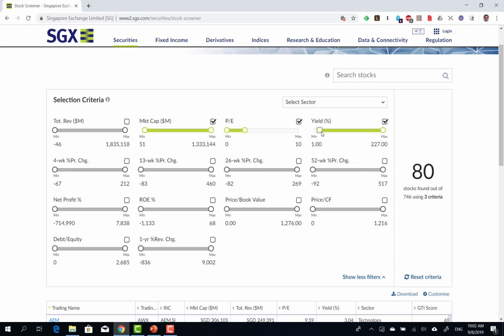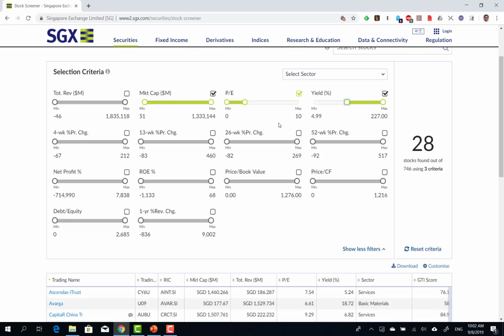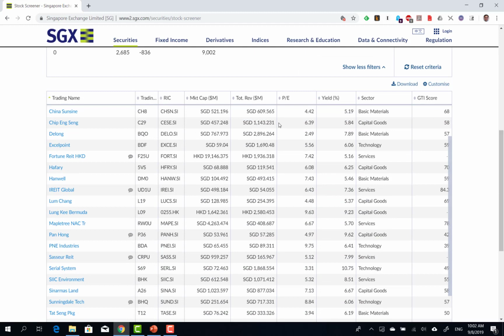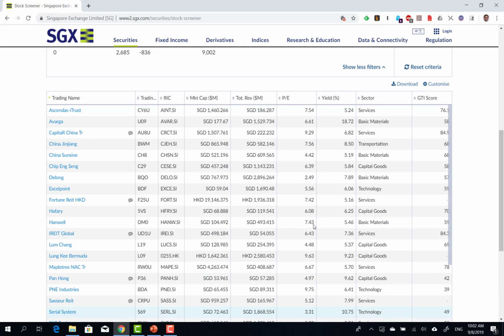And generally, we're dividend investors, so we're going to look for stocks that yield 5%. Okay, so let's do that. It's fine at 4.99. So we know that only 28 stocks actually meet this criteria. And as you scroll down, these are the stocks that you will find.